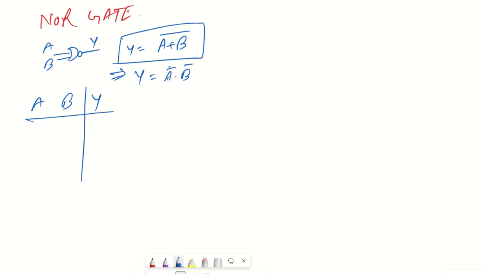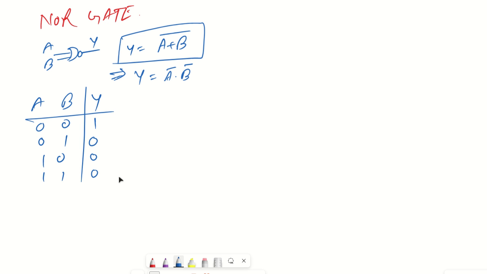So what is going to happen? 0 0, 0 1, 1 0, 1 1. We had seen that if both the inputs are 0, my output was 0 for the OR gate, right? So it is opposite of that. That will become 1 and the rest will all become 0. Because if any input is 1, the output is 1 for the OR gate, and for the NOR gate that will become the opposite. So this will be a NOR gate.